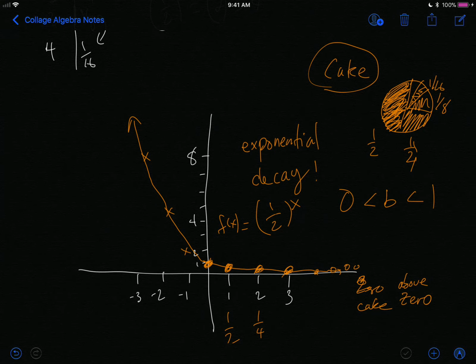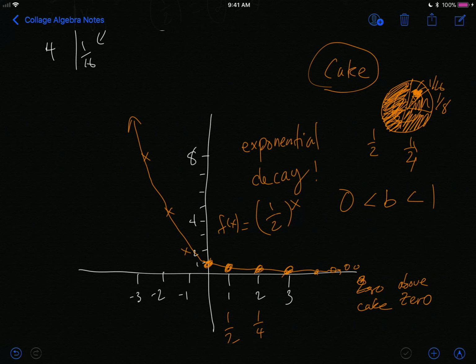Because you never run out of cake. And so because of that, we call that asymptotic behavior. We're getting closer and closer to eating all the cake. We're getting closer and closer to eating all, but we never actually eat all the cake.